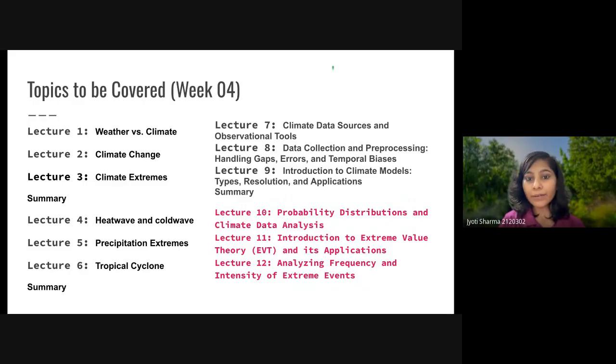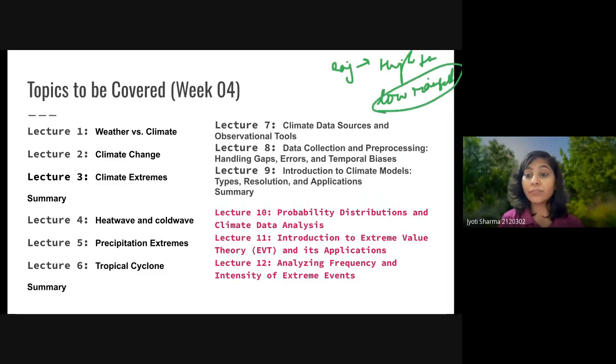For example, Rajasthan is characterized by high temperature and low precipitation, low rainfall. But with climate change, what is happening? Rajasthan is also getting a lot of rainfall. So this is an example of a climate extreme. If Delhi is getting snowfall, it is also one kind of extreme that you can see.